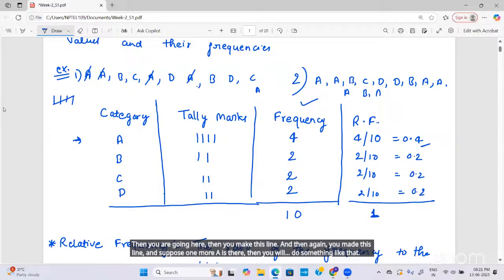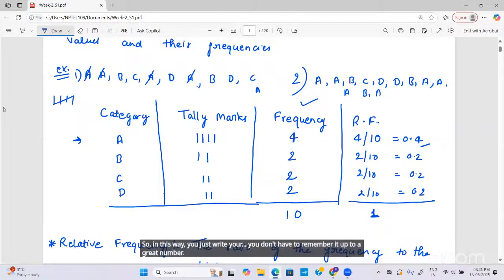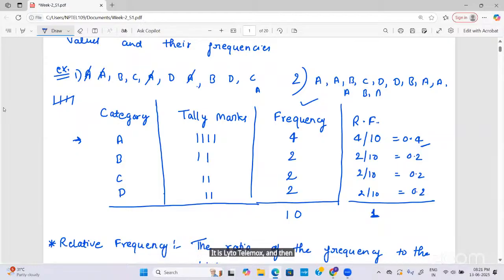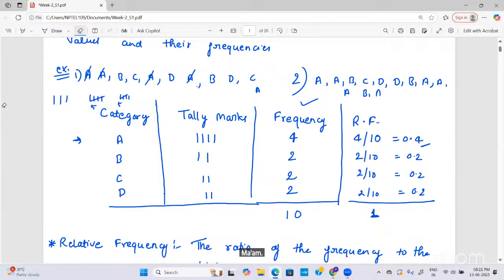So in this way, you don't have to remember it up to a great number. You just write your tally marks and then you can count them. Suppose you're writing it like this, and then you can count that this is 5, this is 5, and this is 5. So the total frequency will be 15. This makes it easier to count.